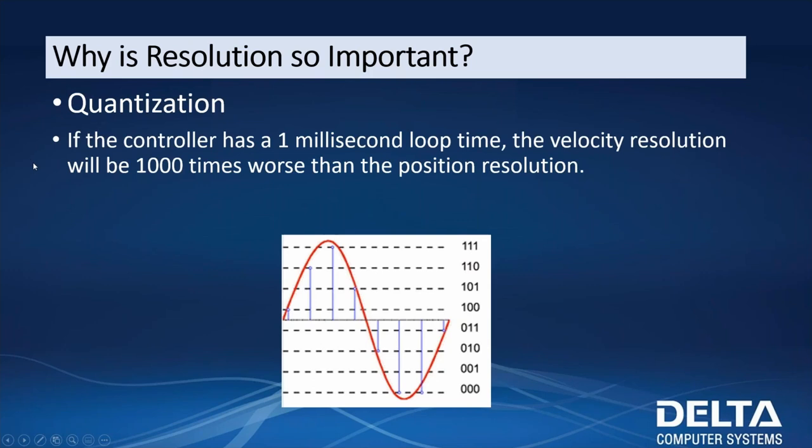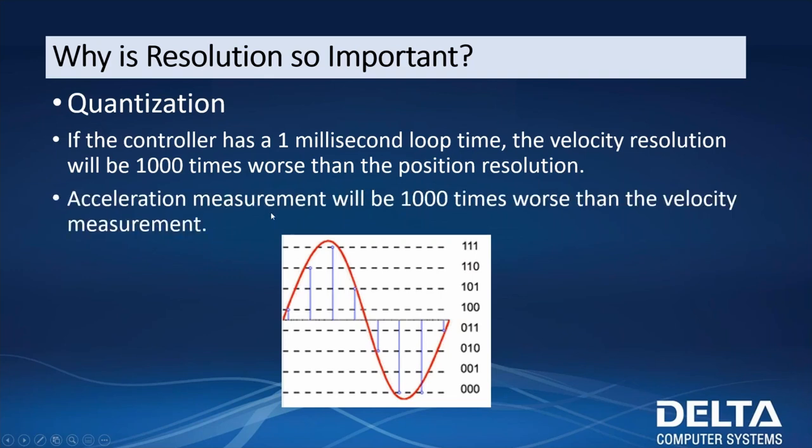So let's look at an example. If the controller has a 1 millisecond loop time, the velocity resolution will be 1,000 times worse than the position resolution. And the acceleration measurement will be 1,000 times worse than the velocity measurement. So you can see each step, we're getting 1,000 times worse. There's a 1 millisecond loop time, so 1,000 measurements a second, and so 1,000 times worse for the velocity, and the acceleration is going to be 1,000 times worse than the velocity.